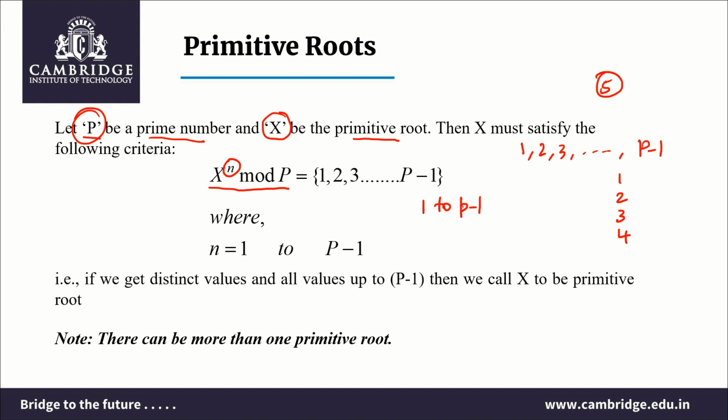Care should be taken that the values we get should be non-repetitive, that is, they should be distinct. If I get 1 for n equal to 1, then 2 for n equal to 2, and then 1 again for n equal to 3, that is not what I should consider. I should get values from 1 to p minus 1 and all the values should be distinct. That is what a primitive root is. For a given prime number, there can be more than one primitive root.